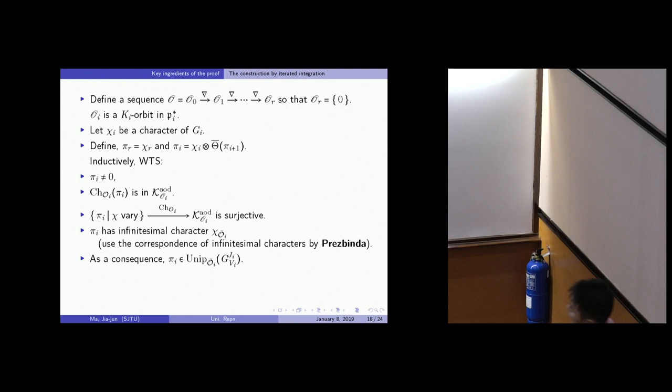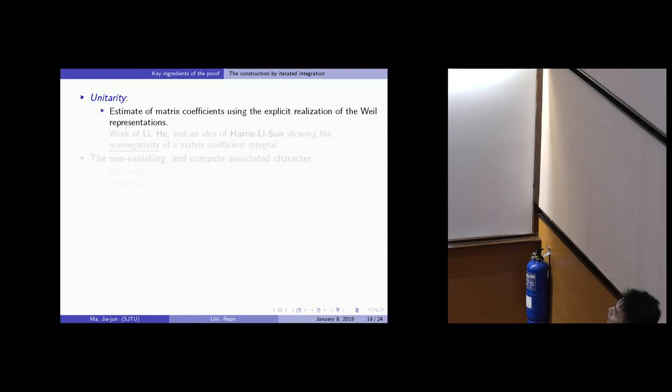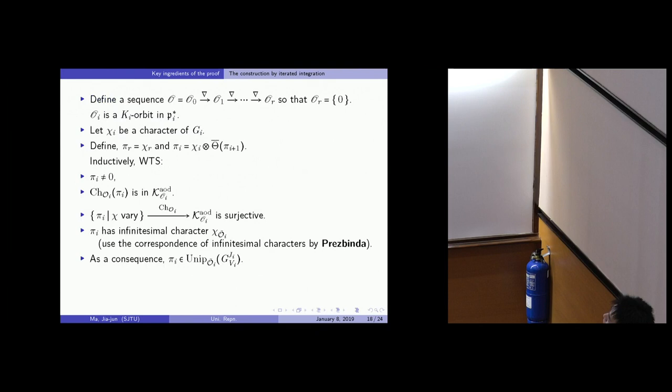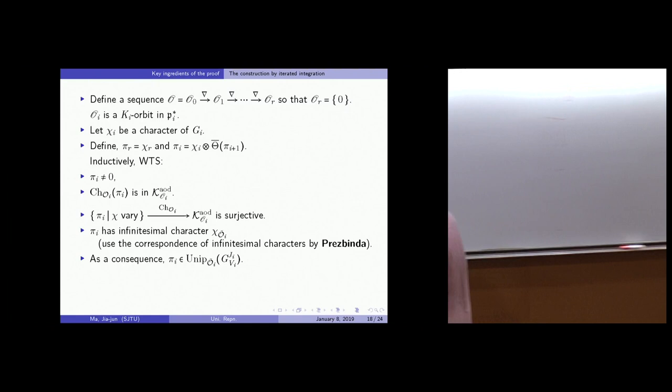So for the unitarity, it's a result by the estimate of matrix coefficient using an explicit realization of the Weil representation. It's basically the work of Jian-Shu Li in the stable range and He Hongyu in the semi-stable range. Actually, we use the strength of He's result in Harris-Li-Sun, and they can show that the matrix coefficient integral is non-negative. So in particular, this will be unitary.